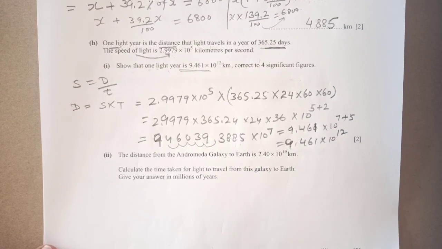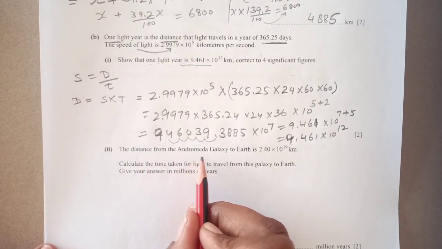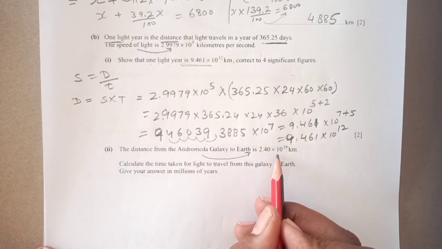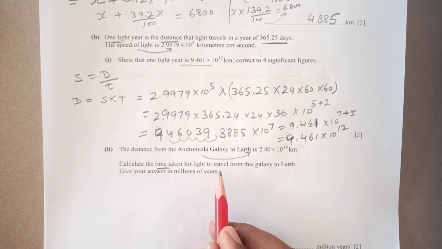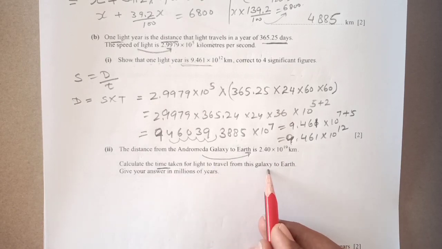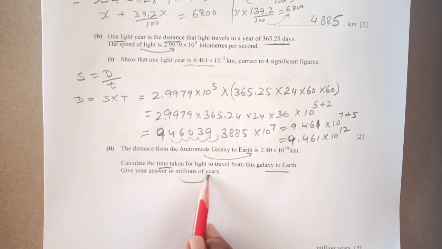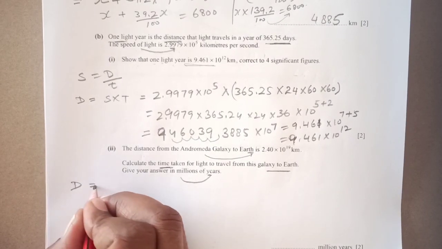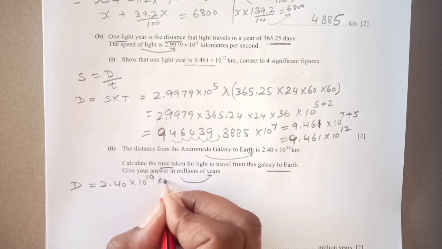So that's done. Now number 2, the distance from the Andromeda galaxy to Earth is 2.40 times 10 raised to power 19 kilometers. Calculate the time taken for the light to travel from the galaxy to Earth. Give your answers in millions of years. So this is the tricky part here. So now we have distance. Distance is 2.40 times 10 raised to power 19 kilometers, right?